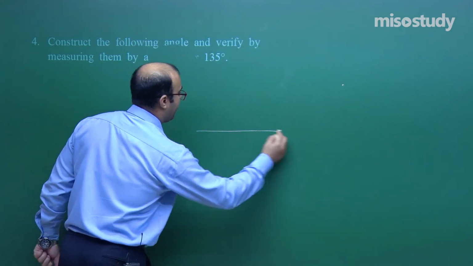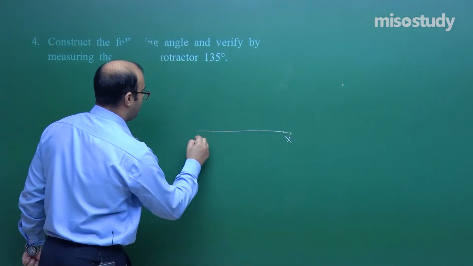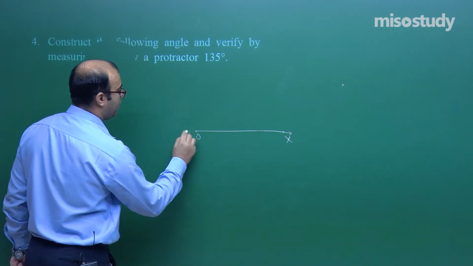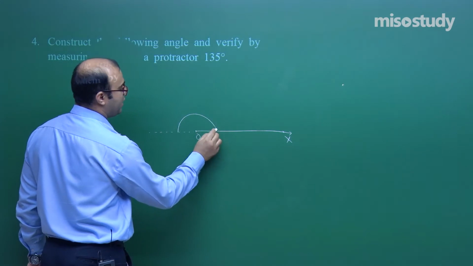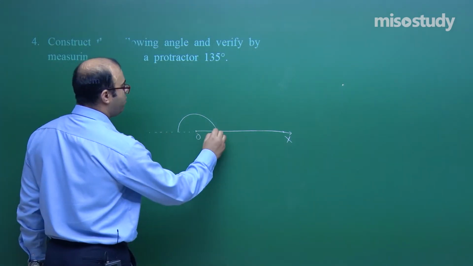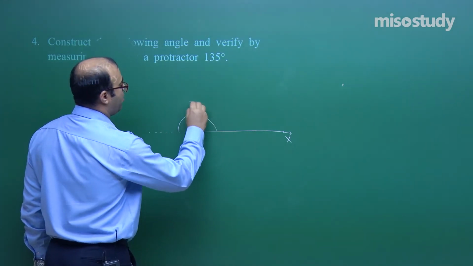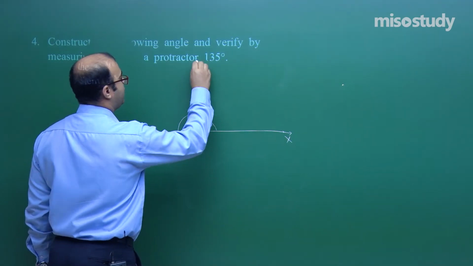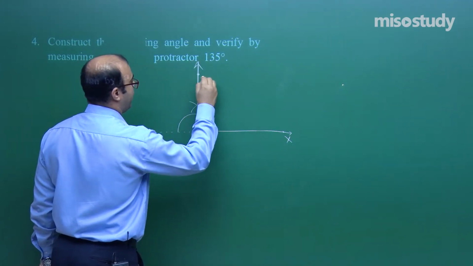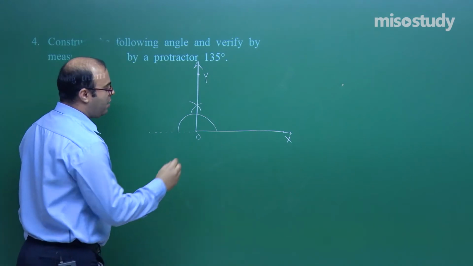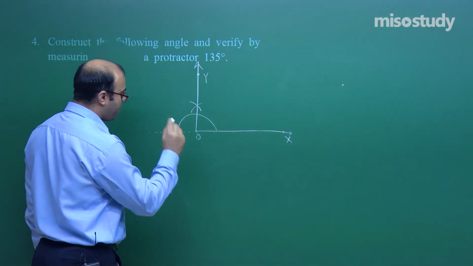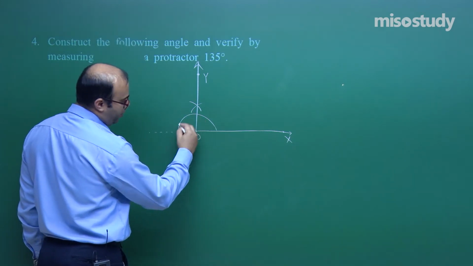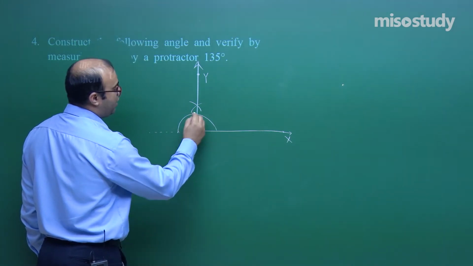Again we will take a ray OX, and we will extend it on the back side. We will make an angle; this angle is 180 degrees. We will bisect this angle by this line OB, as we did earlier also. So this is XOY. Now we have this angle 90 and this angle 90, as we studied in the first question itself.